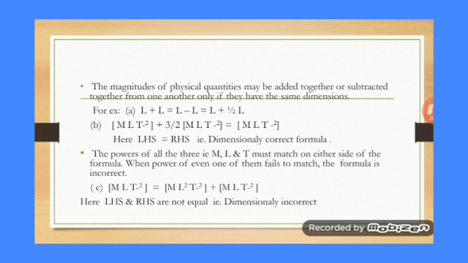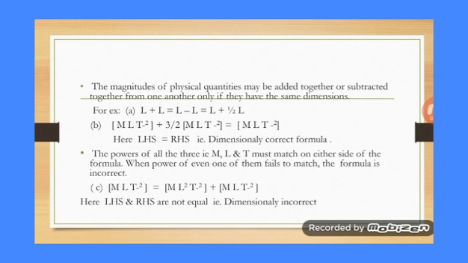For example, L plus L equal to L minus L. If you see the algebra here, then it is not possible because L plus L is equal to 2L and L minus L is equal to 0. On the left side it is 2, on the right side it is 0. Then it is incorrect. But according to the dimension equation, it is correct because on the left side the dimension is L and on the right side it is also L. Therefore, the formula or the expression is correct.